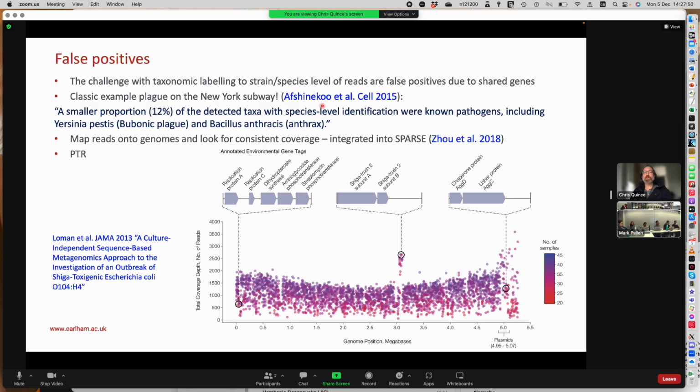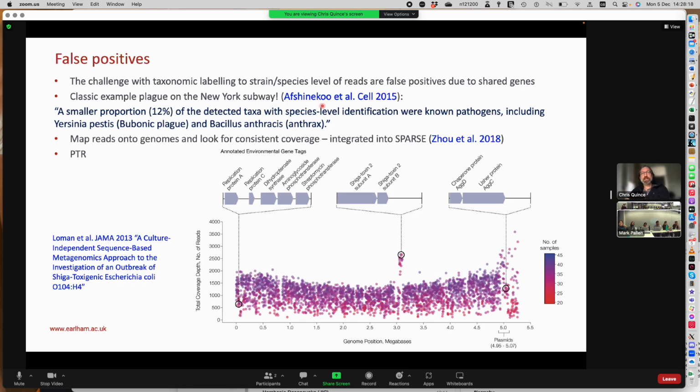So what they really found on the New York subway was a prophage that was found in the Yersinia pestis genome. And if you think about it, the odds of a prophage moving between species is very high. And that is exactly what had happened in this case. They hadn't really found Yersinia pestis. They'd found another species of Yersinia that had picked up a prophage from a genome that was Yersinia pestis.